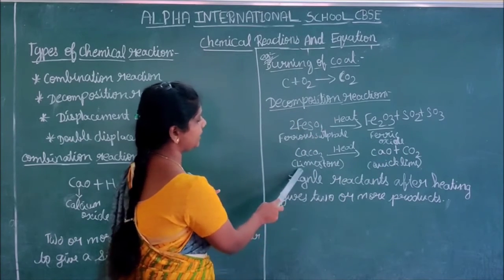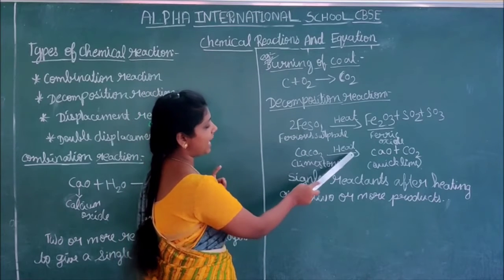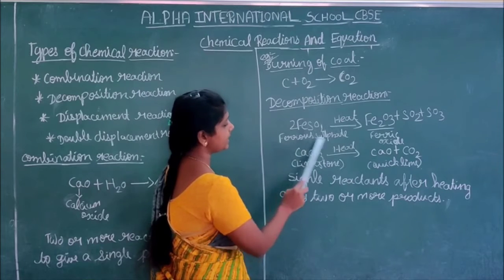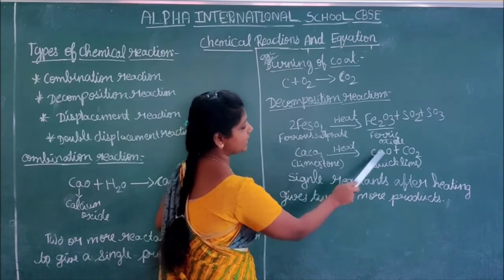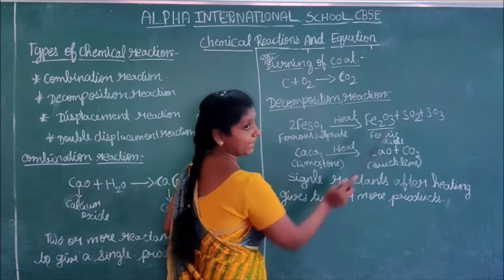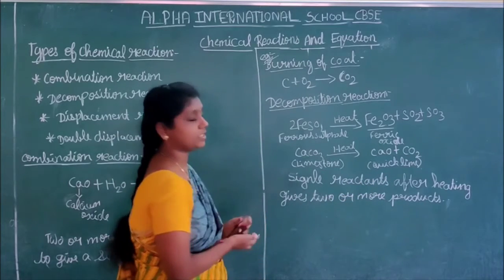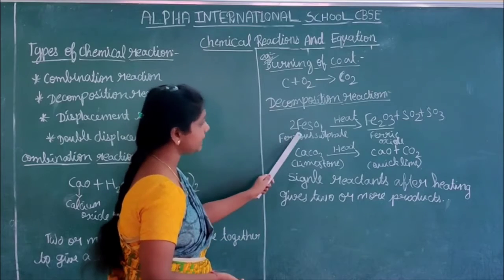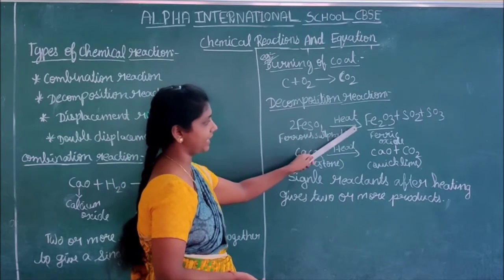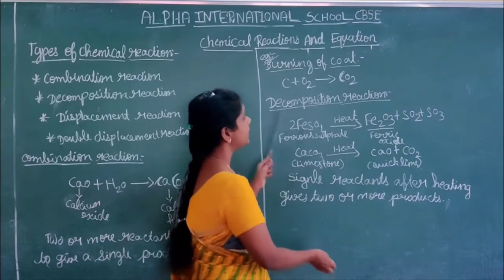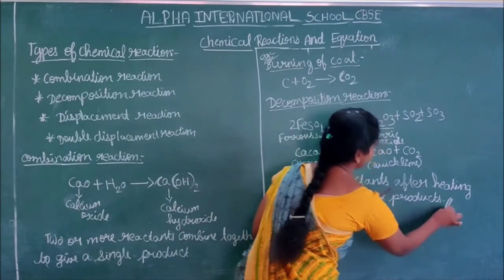Another example, see here, limestone. I am taking limestone and giving heat energy to this limestone. After giving heat energy, this limestone changes into calcium oxide plus carbon dioxide, quicklime plus carbon dioxide. Do you understand what is decomposition reaction? A single reactant, after giving heat energy, gives two or more products, is called a decomposition reaction.